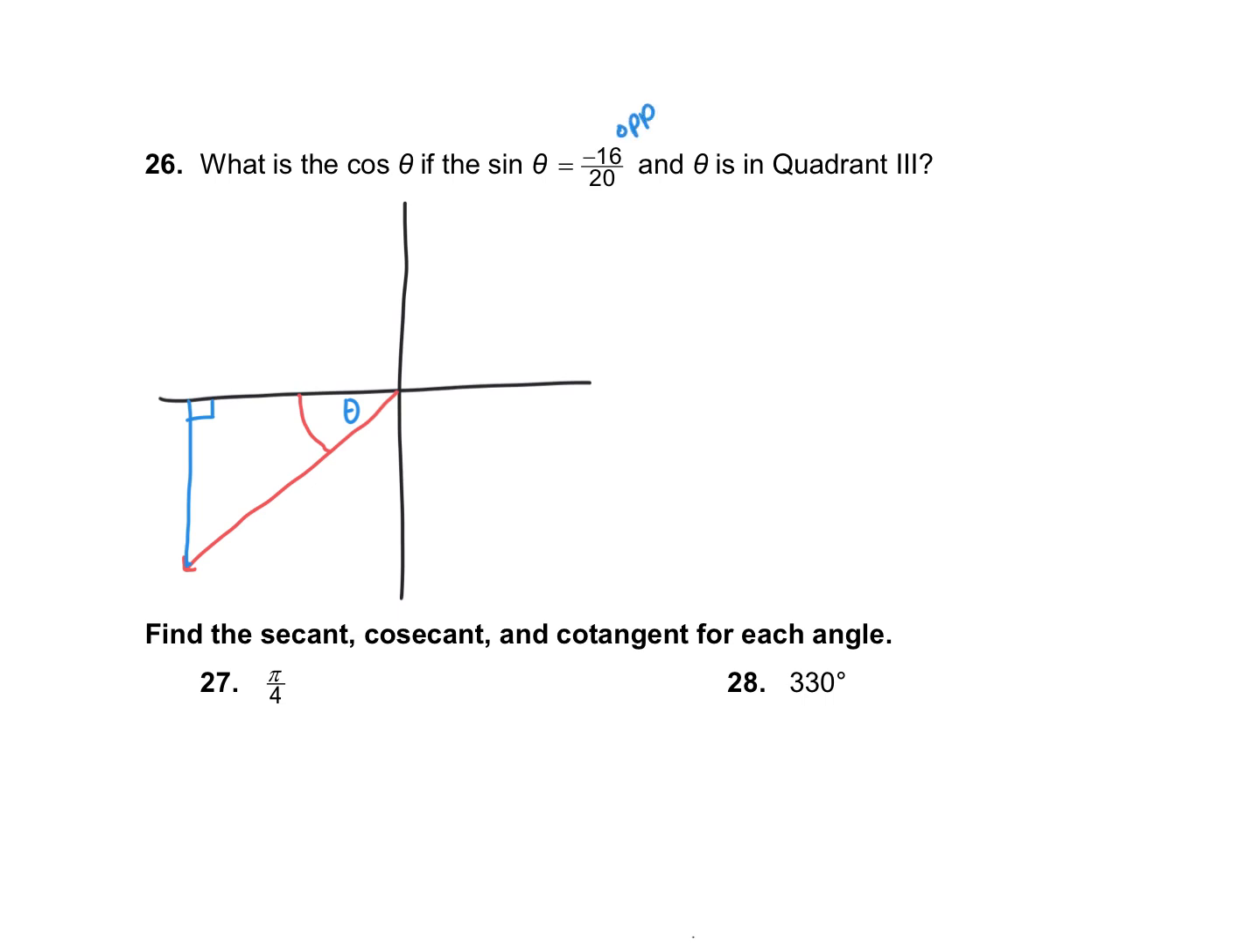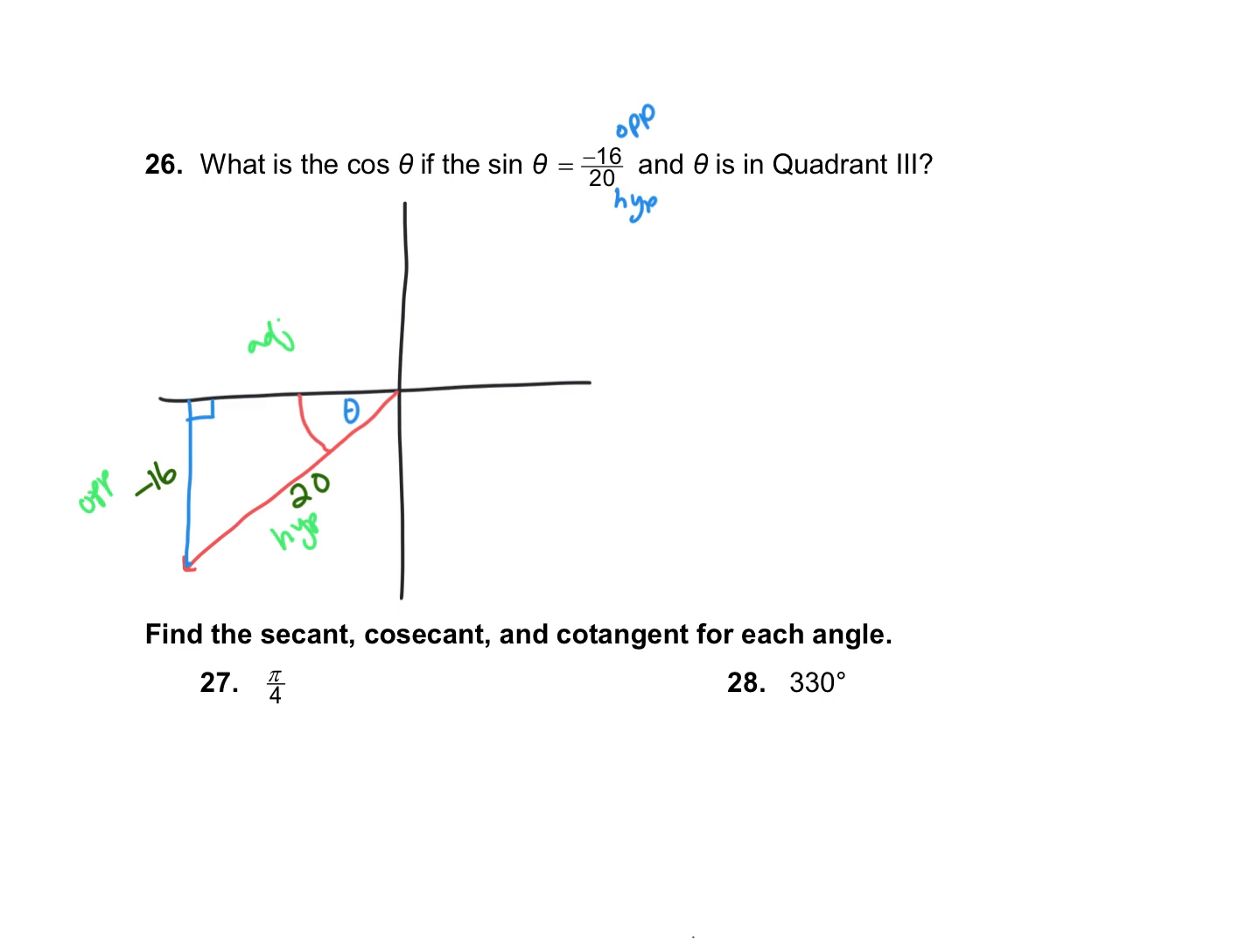And when they tell us that the sine is negative 16 over 20, we know that sine is opposite over hypotenuse. So they are giving us the opposite and the hypotenuse sides of this triangle. So our hypotenuse is right here. This is the opposite side, and this is the adjacent side. So if we just put our sides in there, the opposite is a negative 16. The hypotenuse is 20. We need to find the adjacent side.